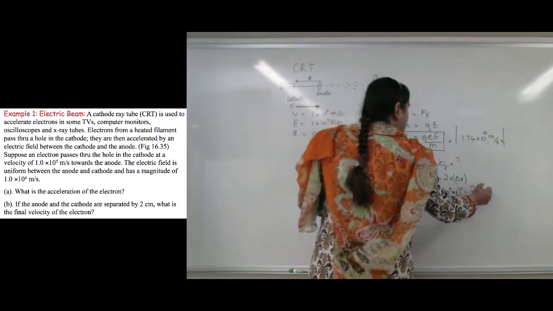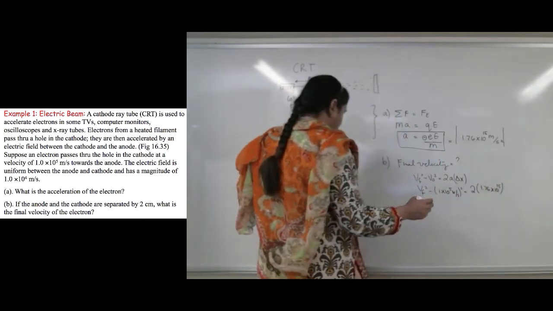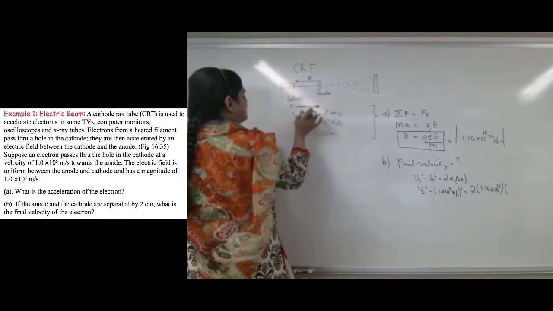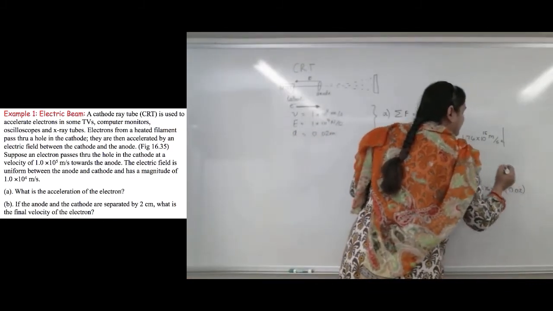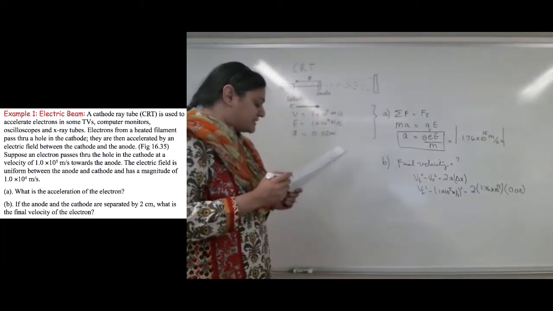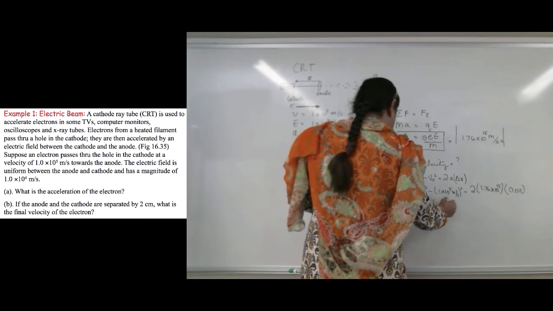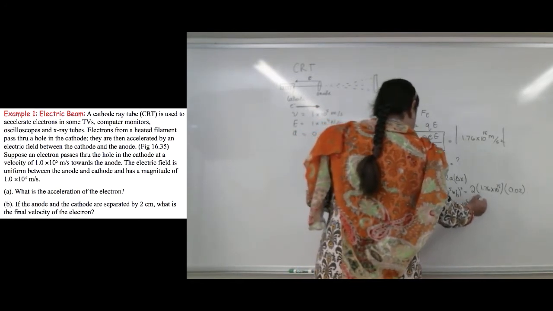2 × 1.76 × 10⁵ acceleration times delta x is this distance that it travels, which is 0.02. Okay? Just plug in the numbers, calculate for it. So Vf is going to come out to be 8.4 times 10 to the 6 meters per second.